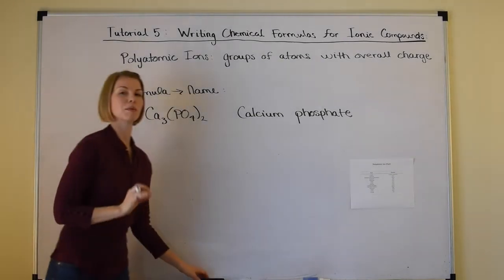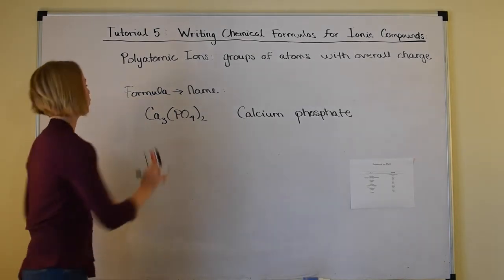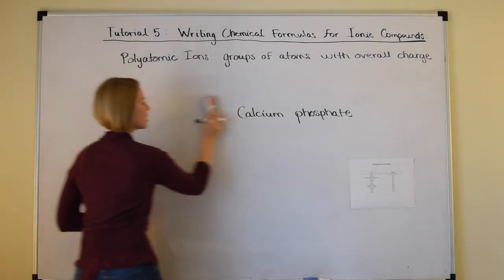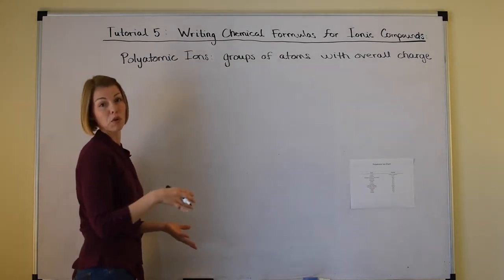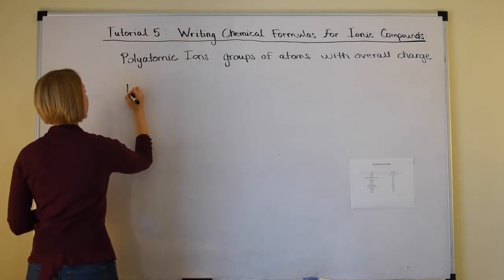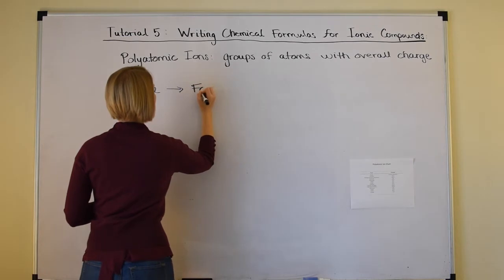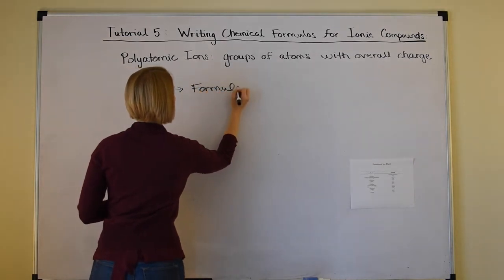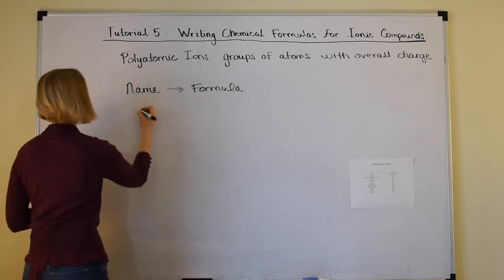And there's your name, calcium phosphate. All right, a little bit more challenging, going the opposite way, going from the name to the formula. But still, we're going to use the same method that you used before we introduced polyatomic ions. All right, name to formula. And we'll just do the example from the notes, which is magnesium nitrate.